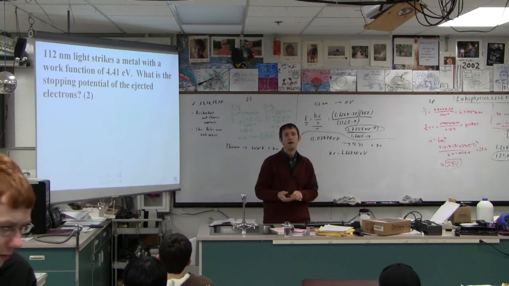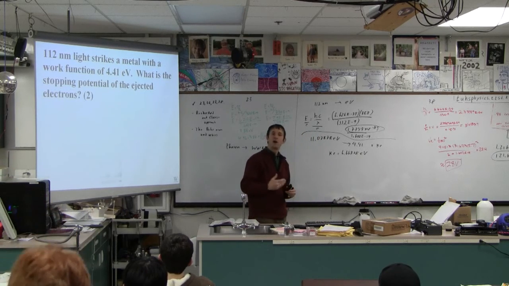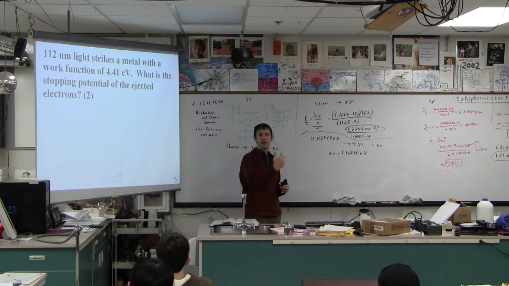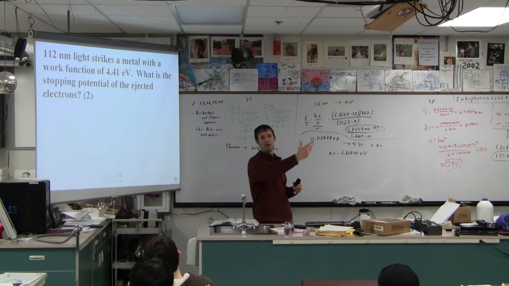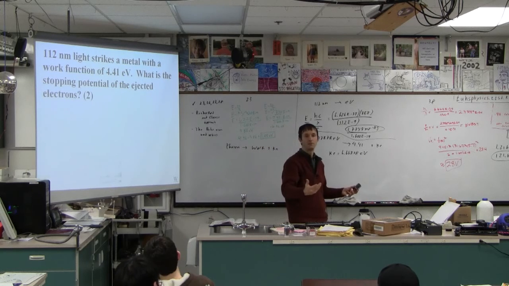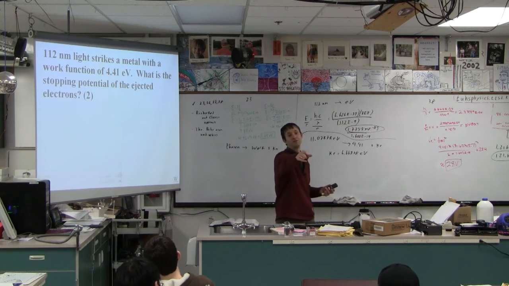Why is it called stopping? Because the electrons fly off of the photocathode or whatever it is, and they're flying through space, so they're decelerating. The voltage is decelerating them, it's stopping them. It is the potential that stops them.